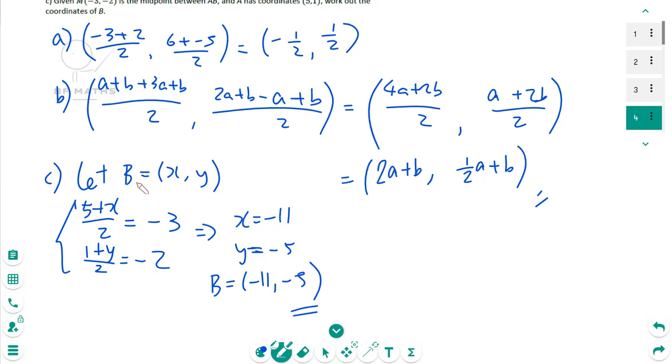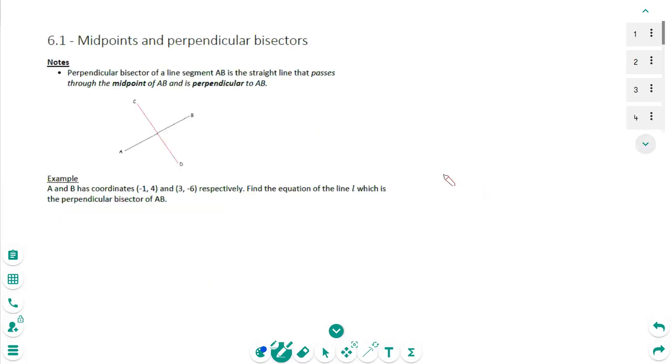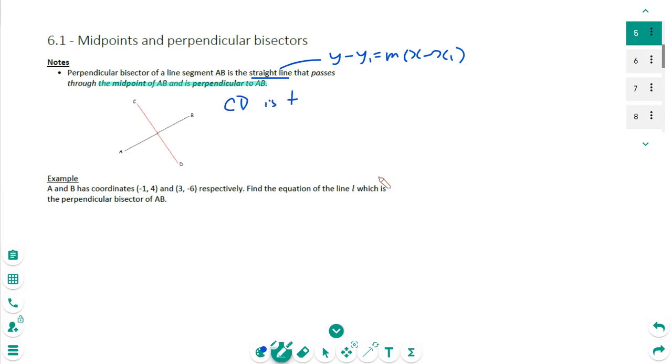Anyway, so part C is that one. Right. Okay. Next one. We'll talk about midpoints. Next thing, perpendicular bisector. So a perpendicular bisector is a straight line. Now, straight line means y minus y1 equals m(x minus x1). We're still going to use this. It passes through the midpoint of AB and is perpendicular to AB. So in this case, we can see CD is what we call the perpendicular bisector of AB.